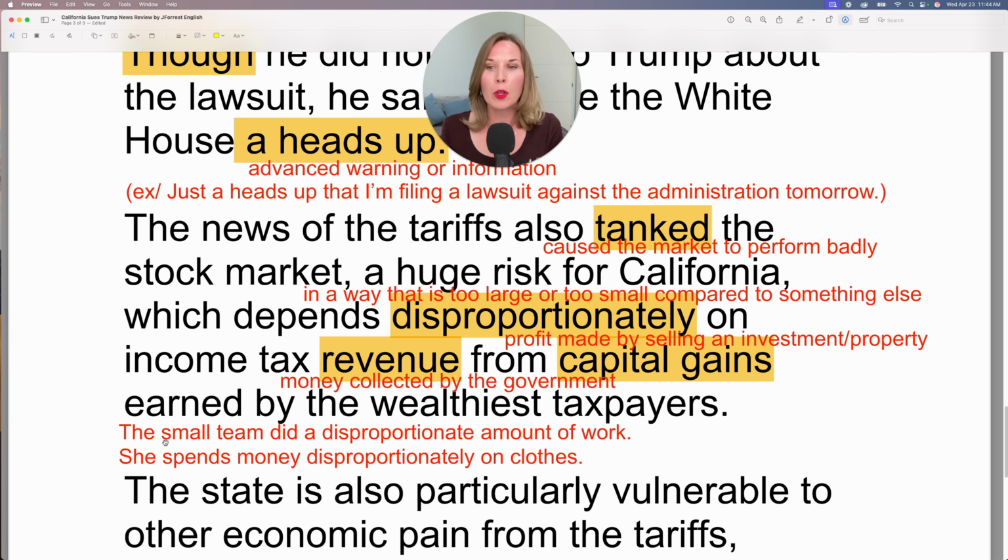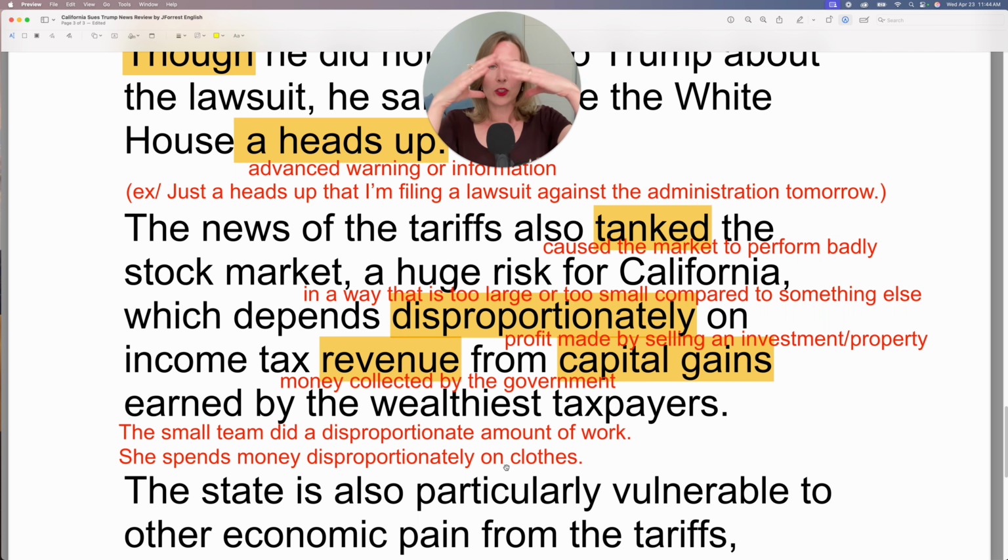For example, the small team did a disproportionate amount of work. So here, disproportionate is an adjective. It describes the amount of work. So it could be either too much or too little compared to another team. Or you can say she spends money disproportionately on clothes.